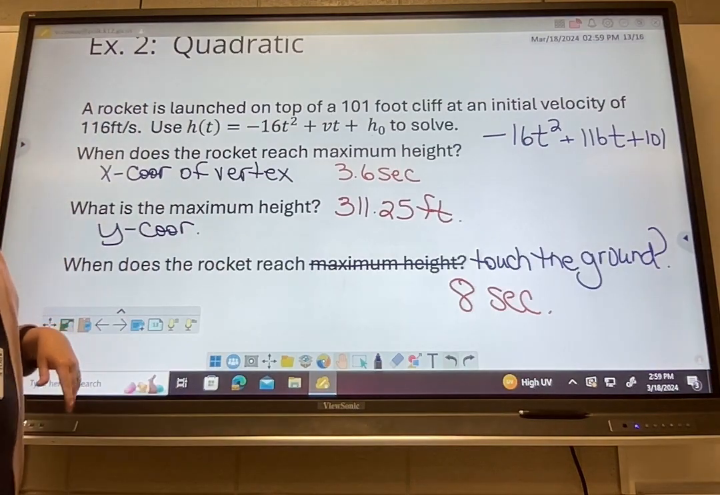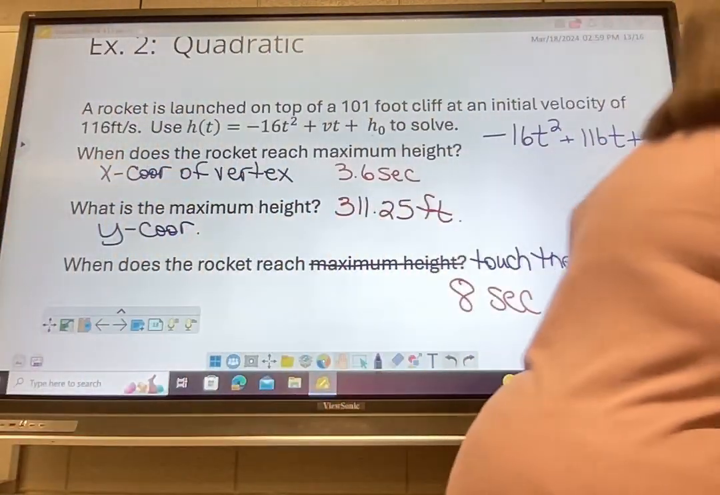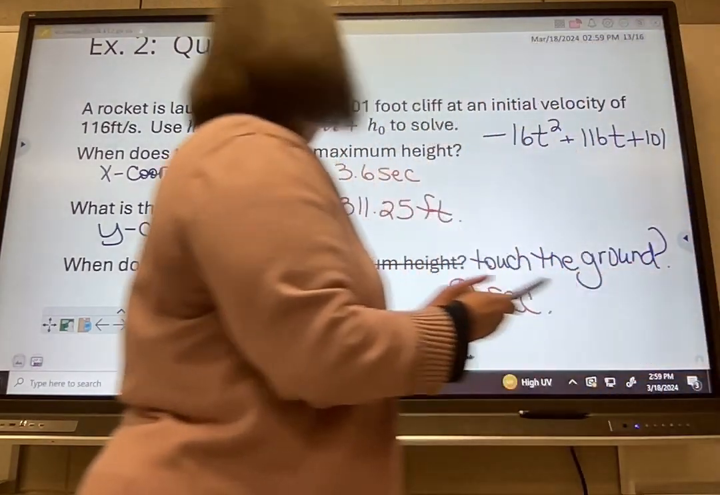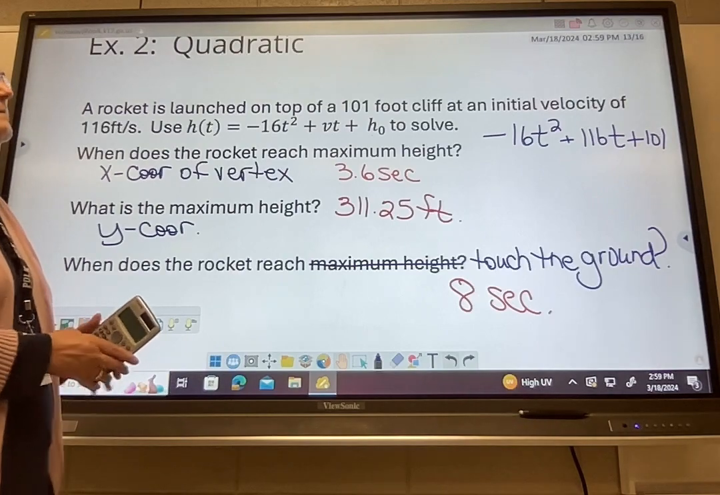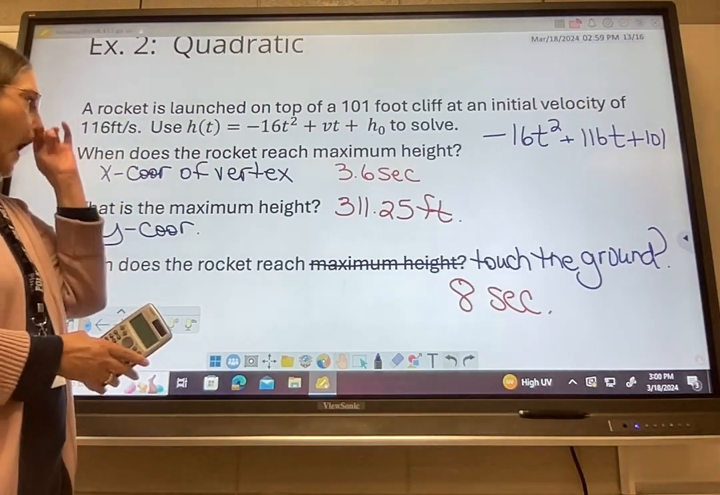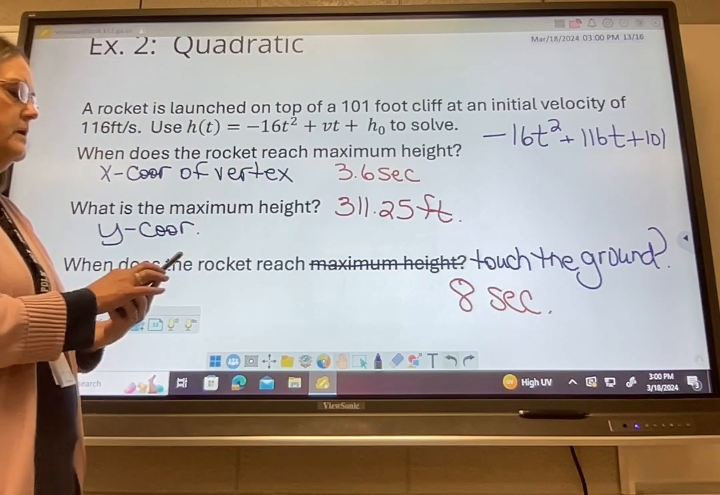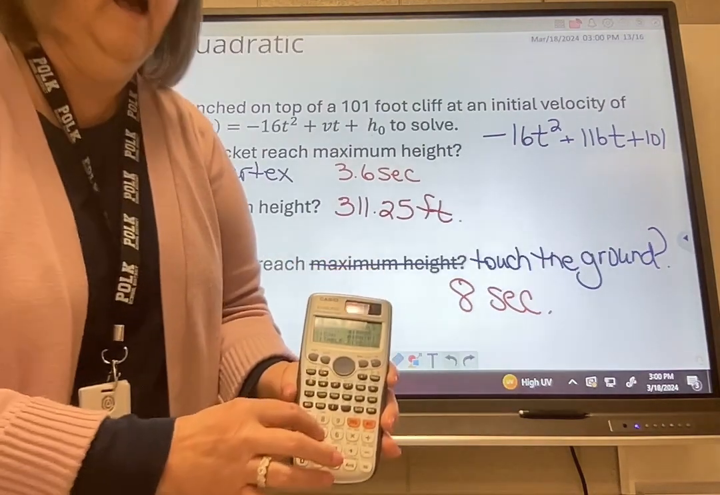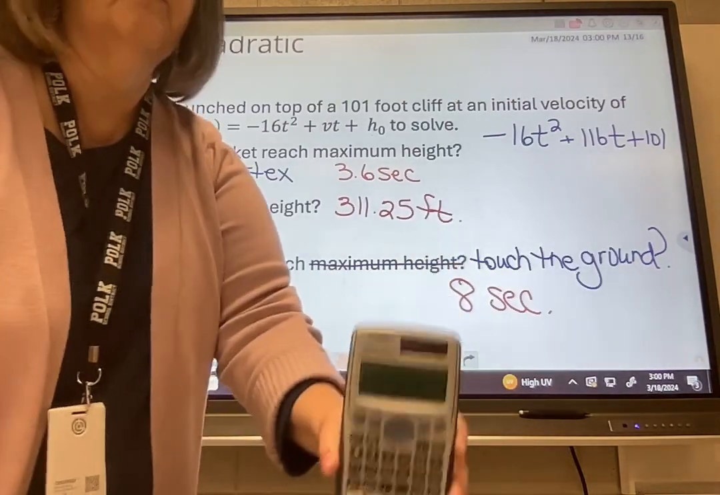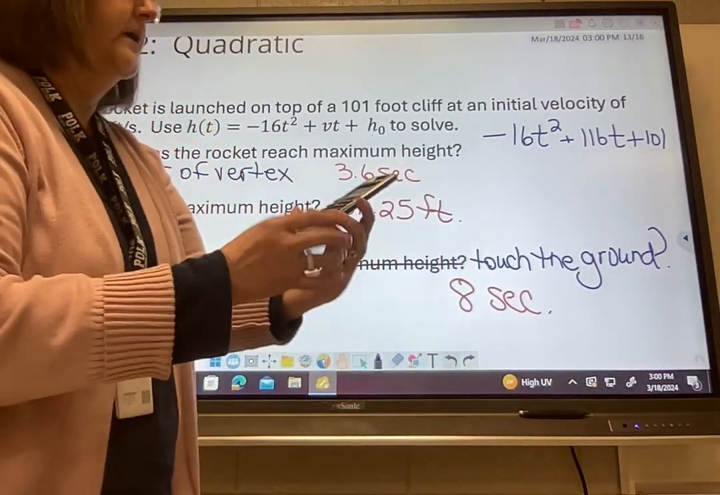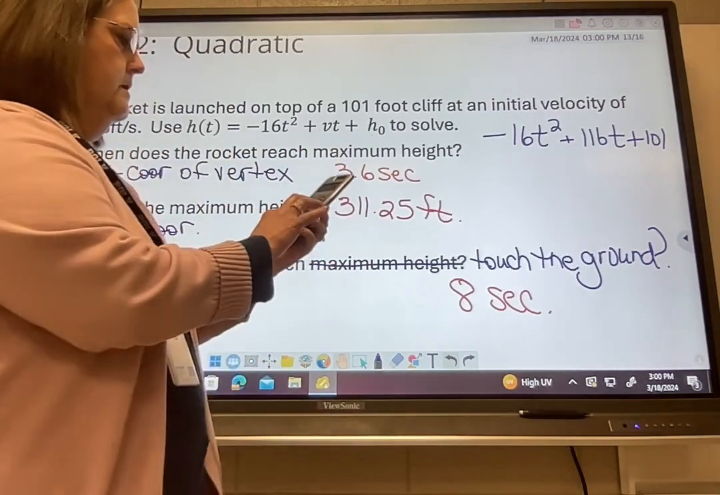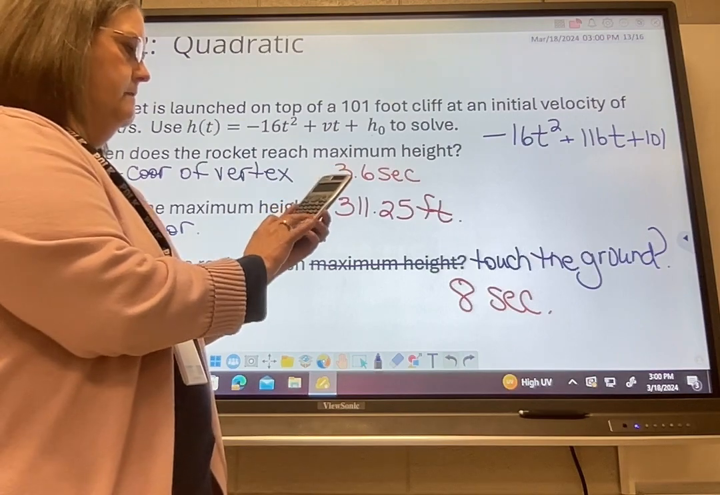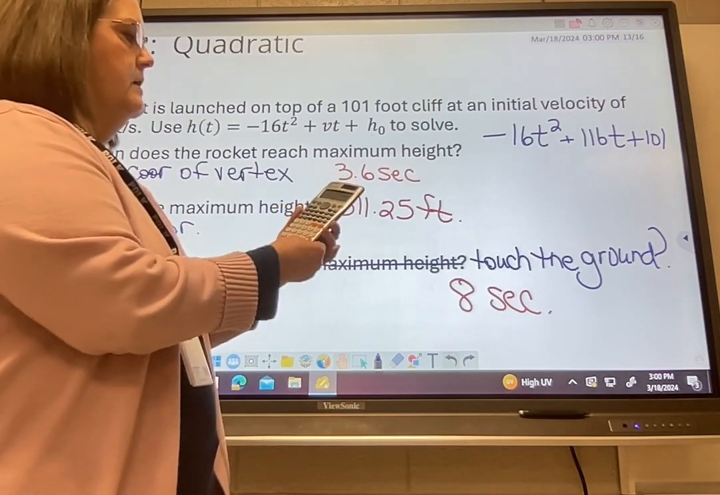All right, now using your calculator, you need to find, the first one says, when does the rocket reach the maximum height? That's going to be the vertex, and that is the x-coordinate. X-coordinate gives us time. So when you go into your calculator and you go to mode 5, and then if you look at 3, we hit that one, and then we load our A, our B, our C in. So negative 16, 116, and 101. Then you hit equals.